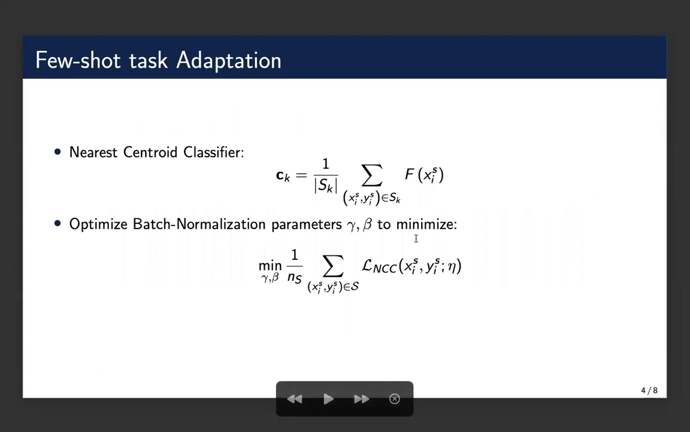Similar to several prior few-shot task adaptation methods, we also employ a nearest centroid classifier where the class centroid is computed as the mean feature representation of the support set samples that belong to a particular class. Then the nearest centroid classification loss is employed to update the batch normalization parameters gamma and beta, which actually constitute only a small portion of the network parameters.